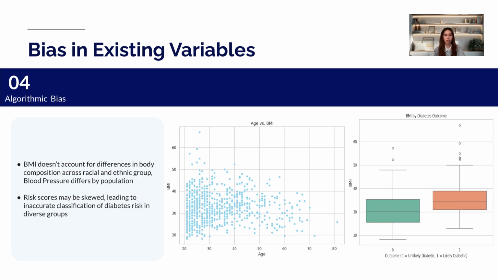Even the features that seem routine, like BMI or blood pressure, aren't as neutral as they appear. These measures don't carry the same clinical meaning across racial or ethnic groups. Yet, when a model uses them without adjustment, it can produce unequal, even inaccurate risk predictions.